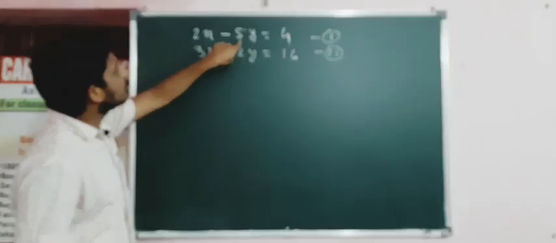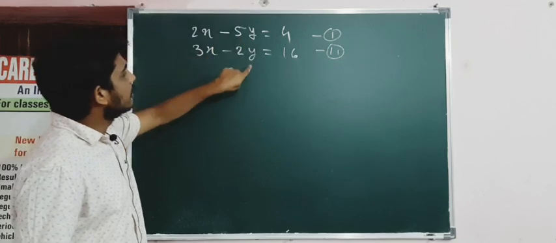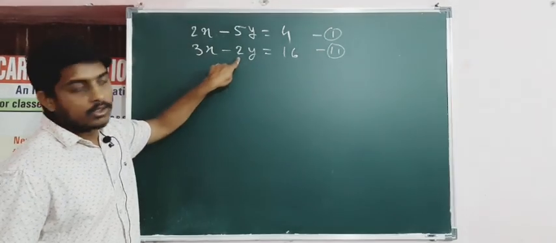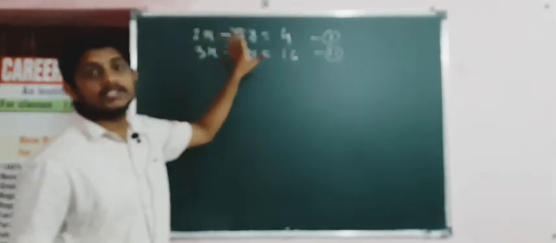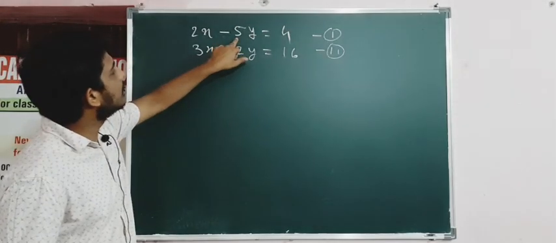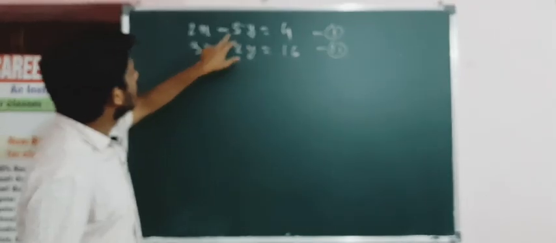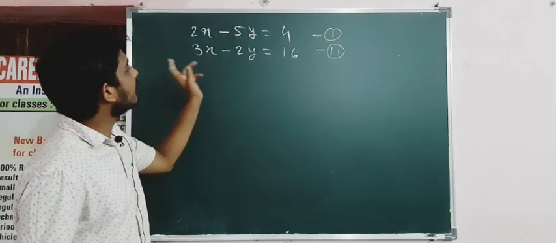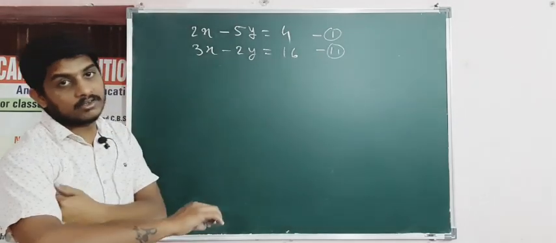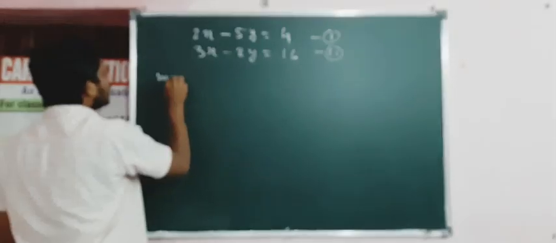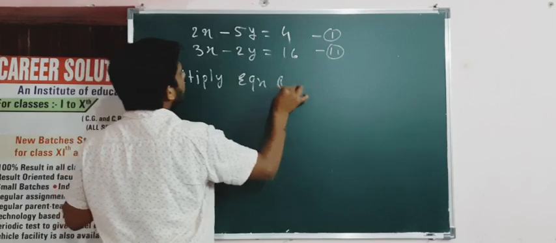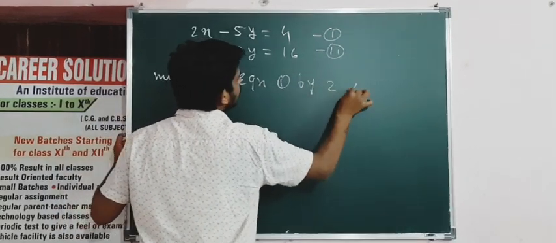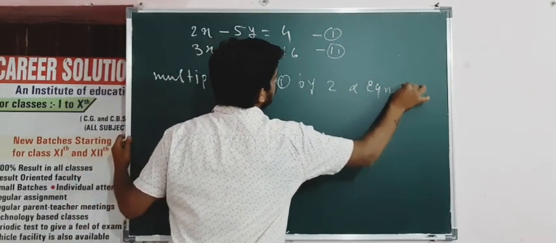So what is the coefficient of y over here? 5. Here the coefficient of y is 2. So how can we make the coefficient the same? If I multiply equation 1 by 2, it will become 2 fives are 10, and if I multiply equation 2 by 5, 5 twos are 10. Now the coefficient will be the same. So what we will write: multiply equation 1 by 2 and equation 2 by 5.